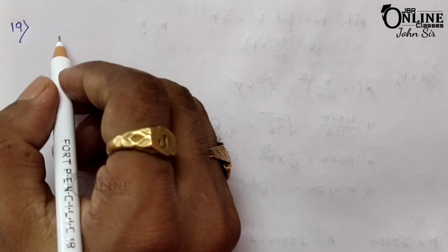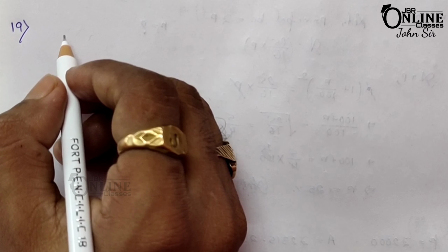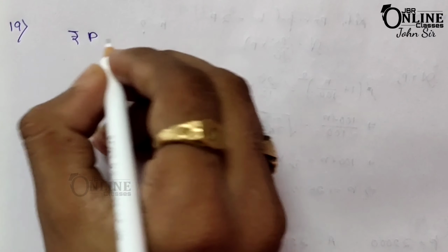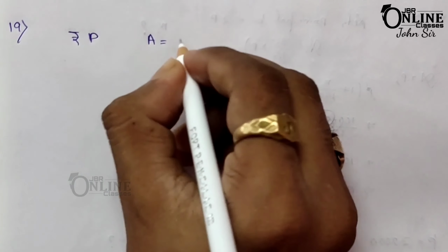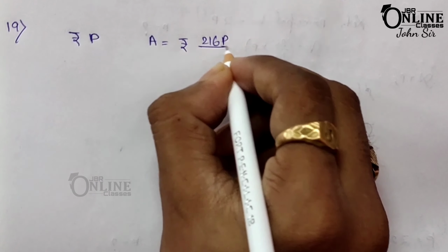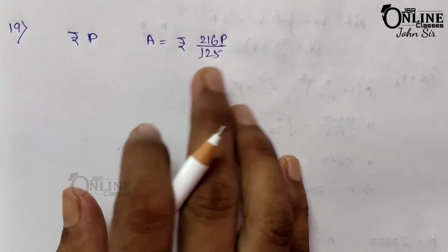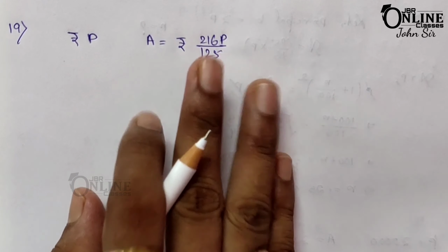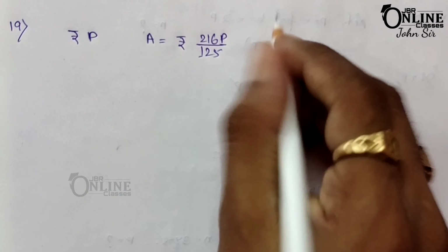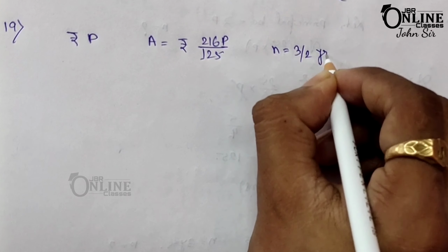Now sum number 19. Determine the rate of interest for which the sum becomes 216 by 125 of itself in 1 and a half years, compounded semi-annually. So here principal be P. So amount equals rupees 216P by 125, because the amount is 216 by 125 times P, in 3 by 2 years.